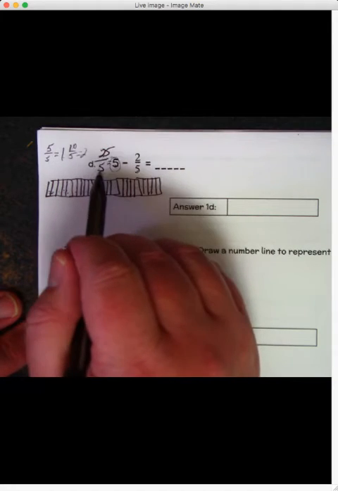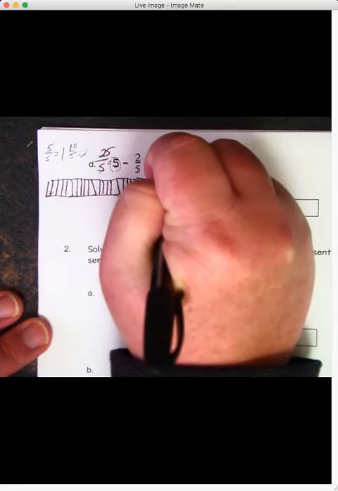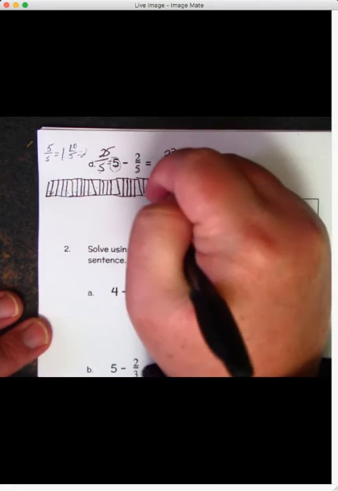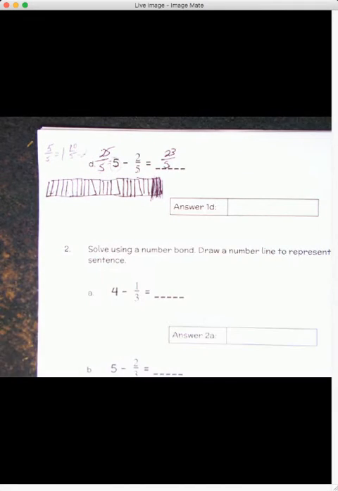Now I can subtract 25 fifths minus 2 fifths. 25 minus 2 is 23 fifths. In our picture, if I was just to get rid of 2 fifths of the 25, there would be 23 left.